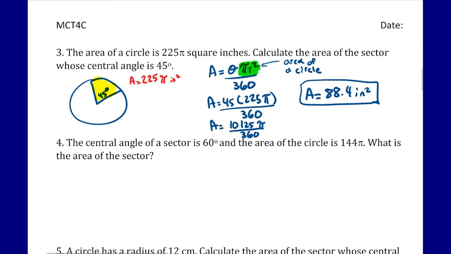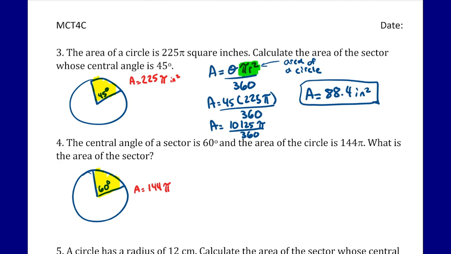So for the next one, this is something similar. The central angle is 60 degrees. Again, I'm just roughly sketching it so we have an understanding of what it is. We're looking for this measurement, this area. We know the area of the entire circle is 144 pi.